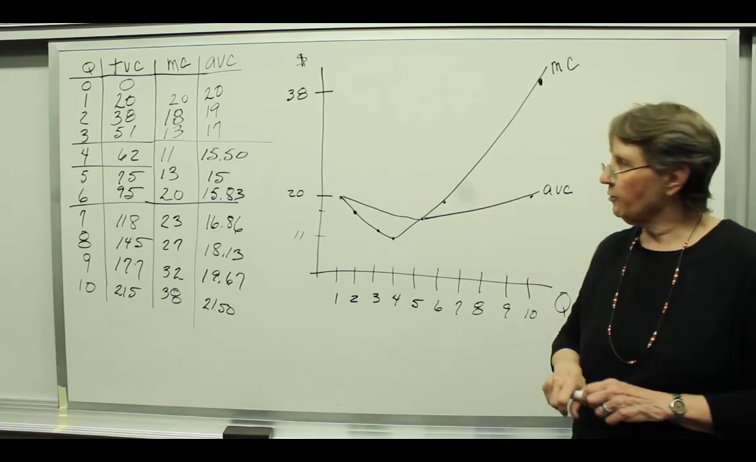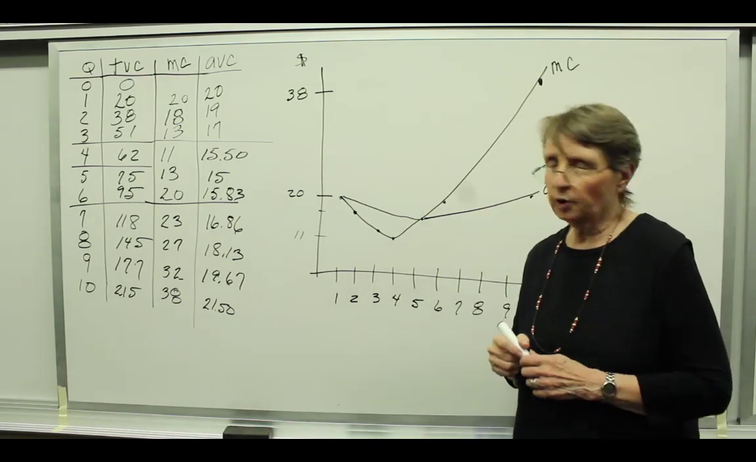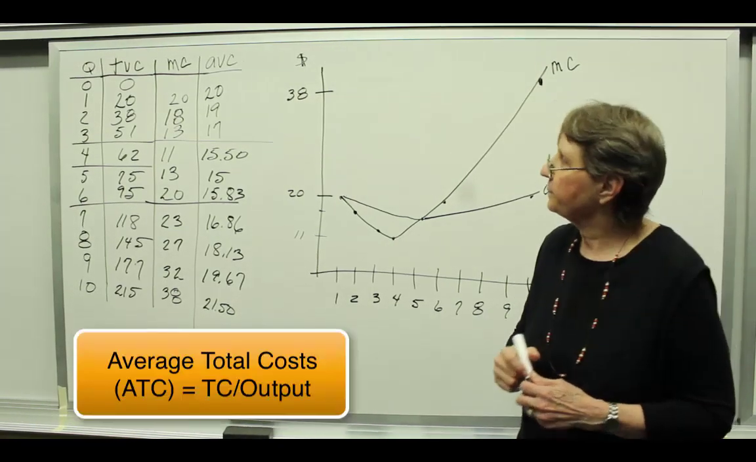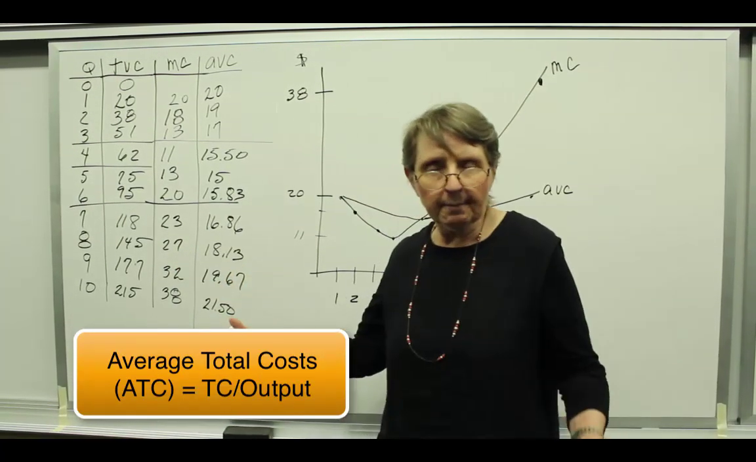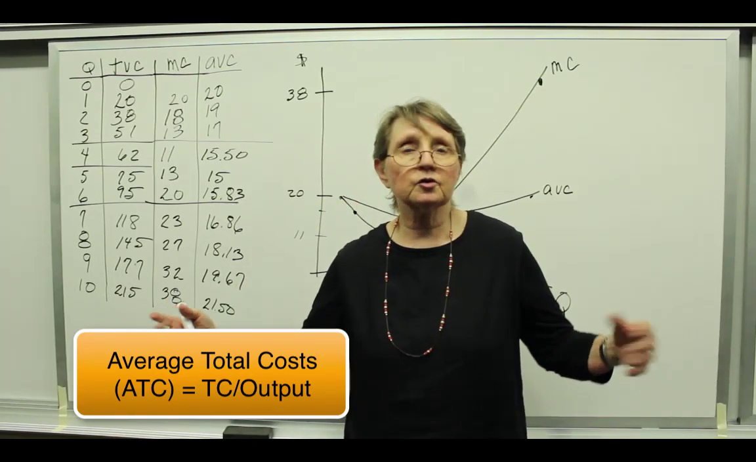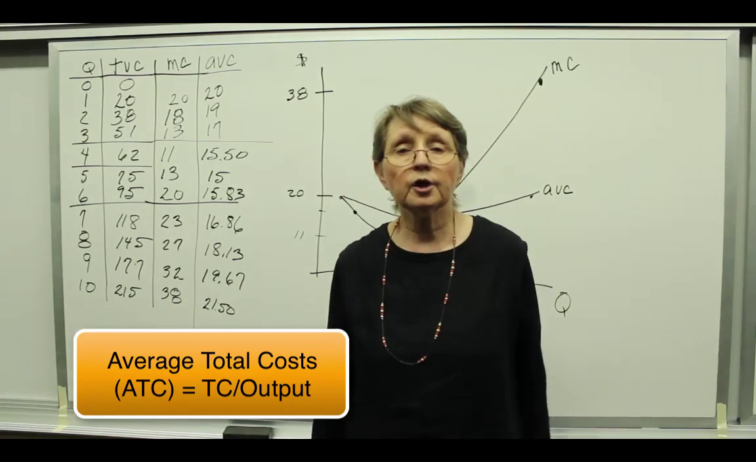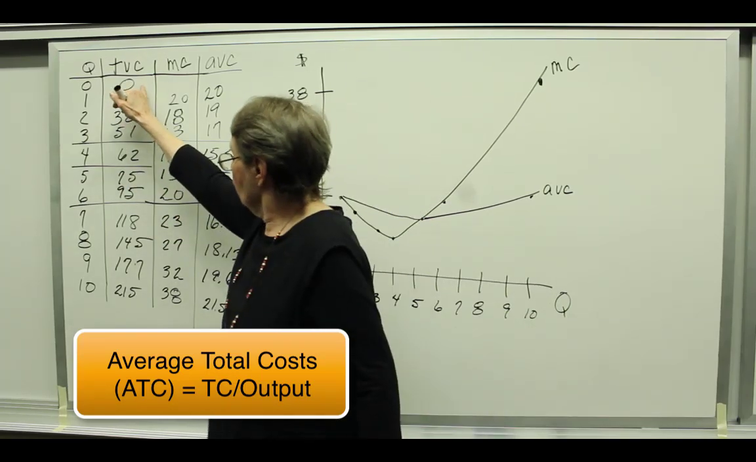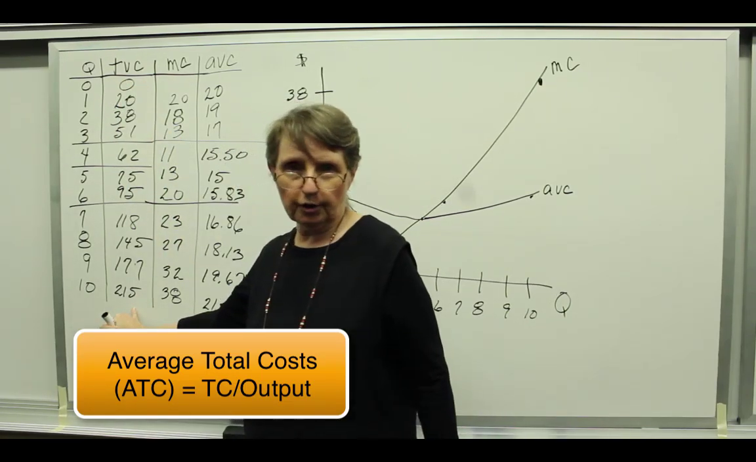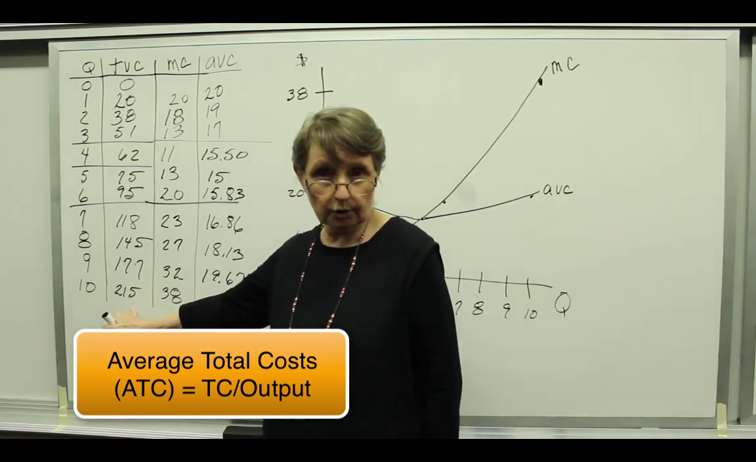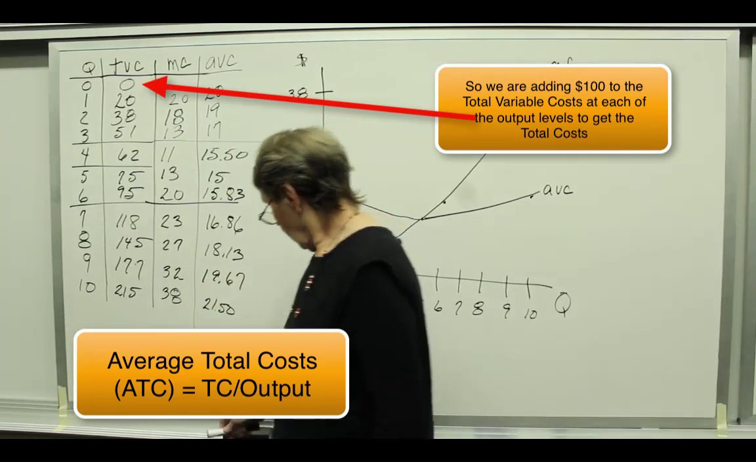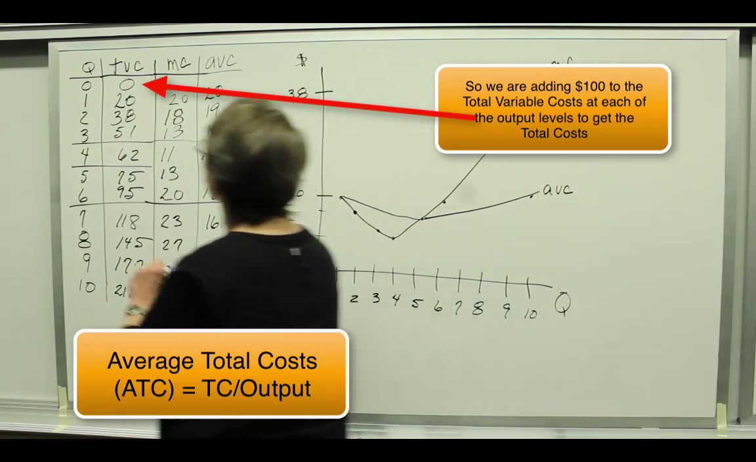Now, there's one other average cost curve we need to put in here, and that's our average total costs. So you will remember we started this whole discussion by saying we have fixed costs equal to $100. And therefore, to convert this total variable cost curve to a total cost curve, all I'd have to do is add $100. So I'm going to do that.